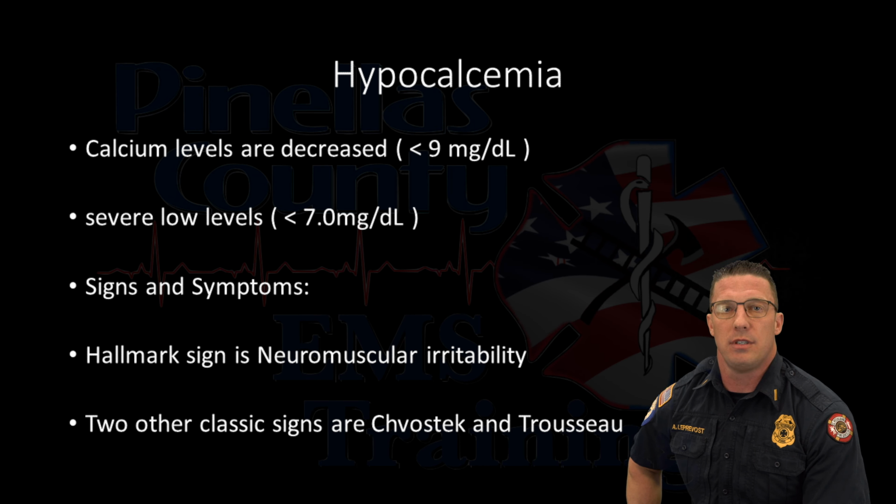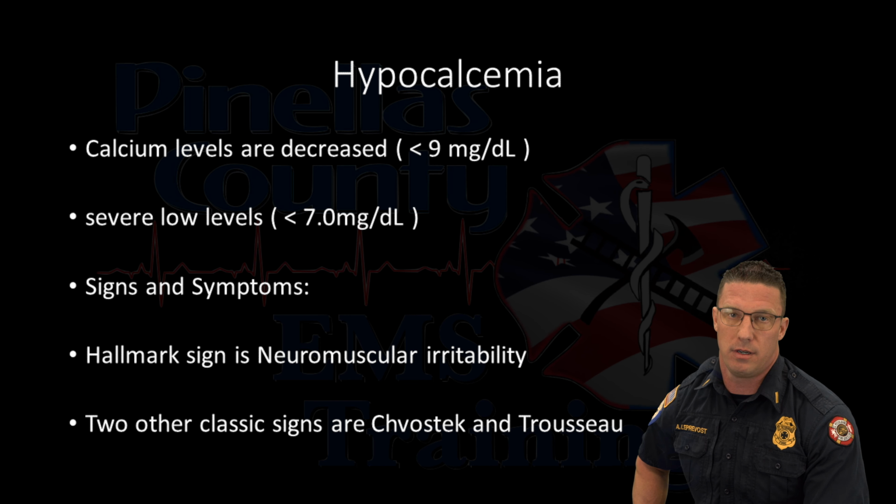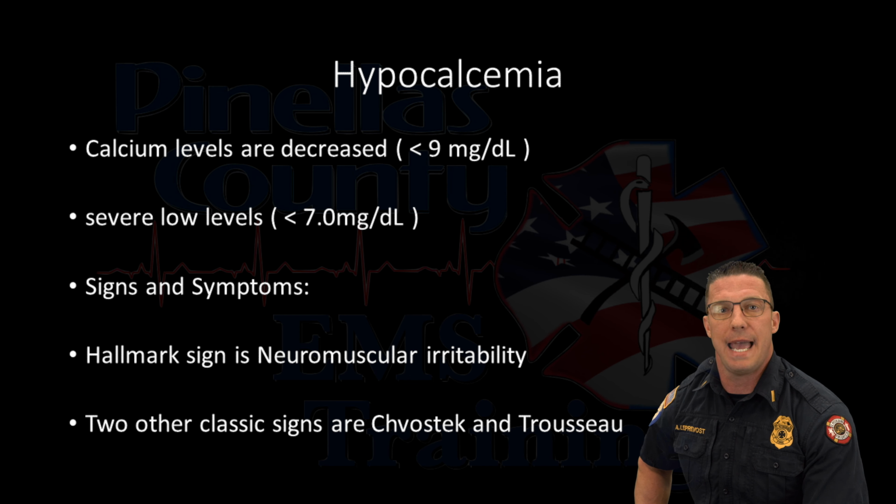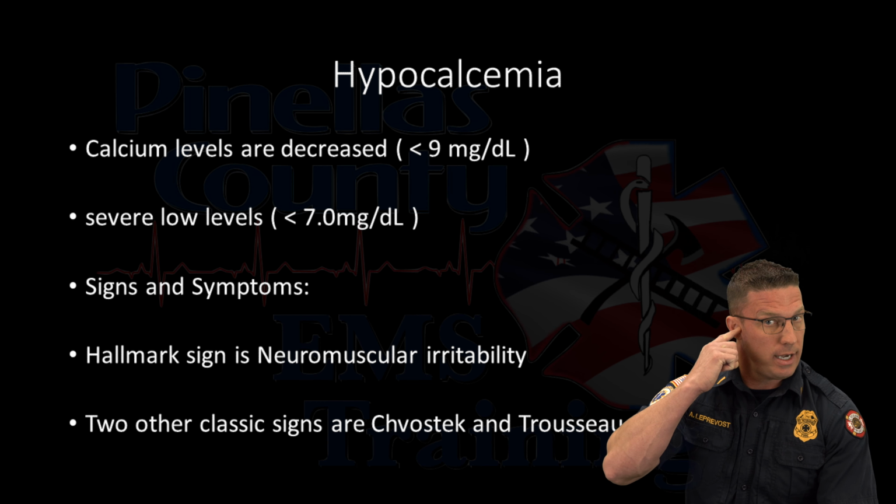Hypocalcemia's clinical definition is a serum calcium level below 9 milligrams per deciliter, and severely low is considered anything below 7 milligrams per deciliter. The hallmark sign for hypocalcemia is neuromuscular irritability, and there are two classic signs to go over. The Chvostek sign is when there is facial muscular twitching after percussion over the facial nerve in the preauricular region. You're probably sitting here asking yourself, what the heck is the preauricular region? Well, glad you asked. It's the area right in the middle of your ear, right here.